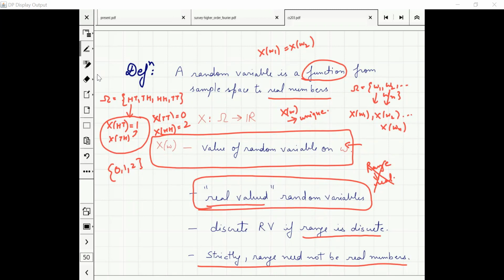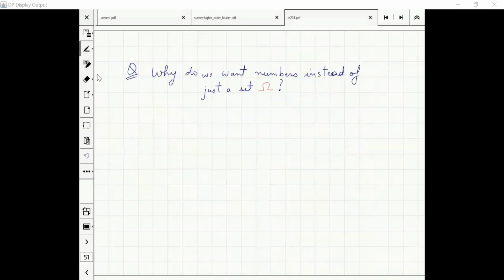Things like that. So when the range is discrete, then it is called a discrete random variable. Just for your knowledge, not that important. What you have to keep in mind is, what is a random variable? Can someone tell me what is a random variable? A function from sample space to real numbers.